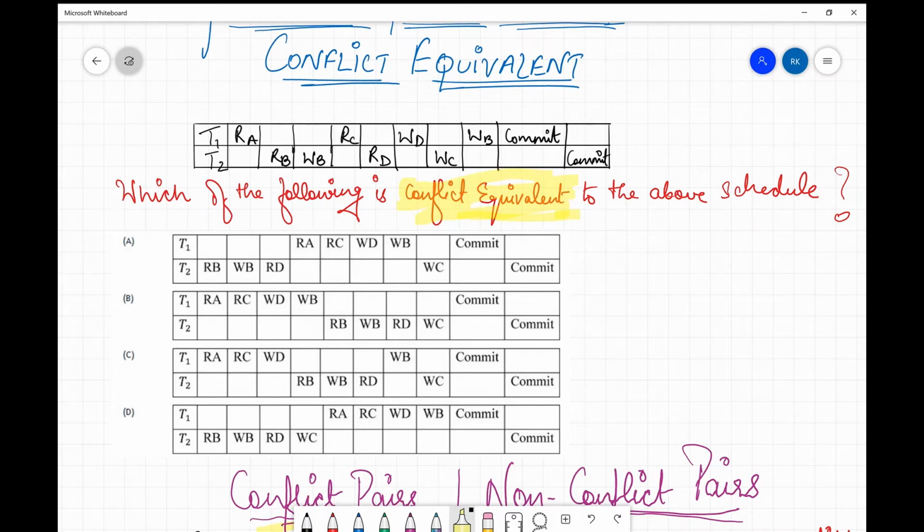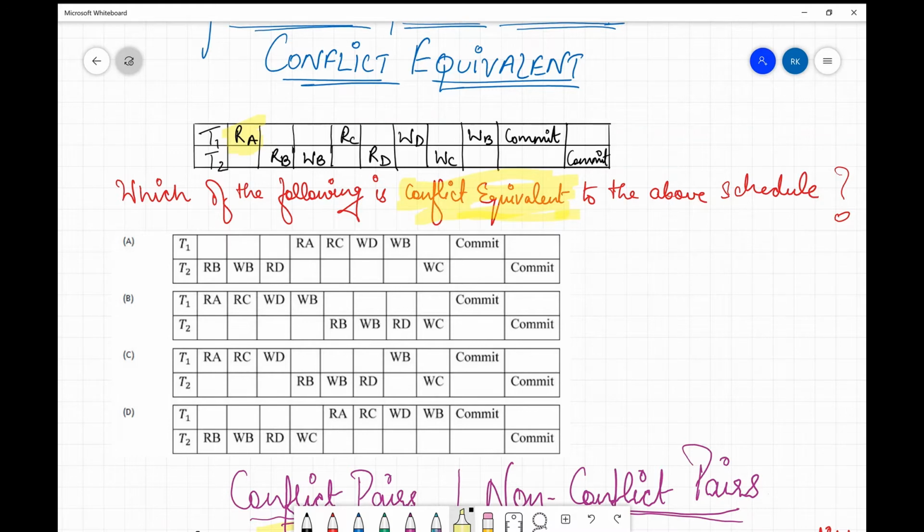Now, in the original schedule, the first operation being performed is read of A. So the first transaction is performing the read of A, and in the second transaction, if you see, there is no read A operation, no write A operation. That means the order of read of A can be changed and it will not cause any problem to us, and that will always be a conflict equivalent schedule. So in the first option, they have changed the order of R of A, so we do not have any problem with this operation.